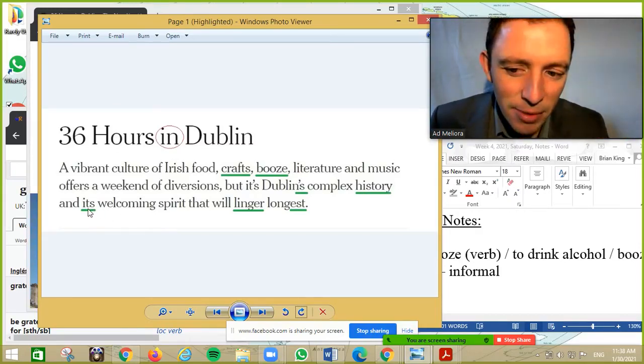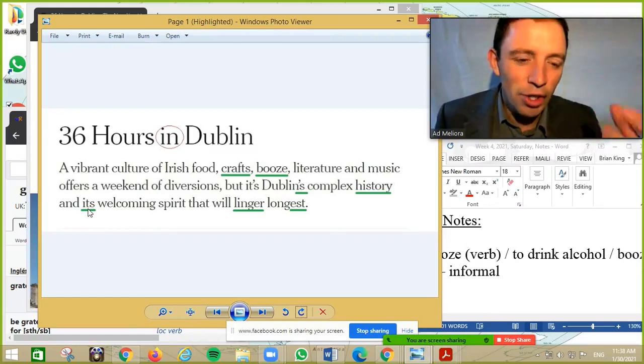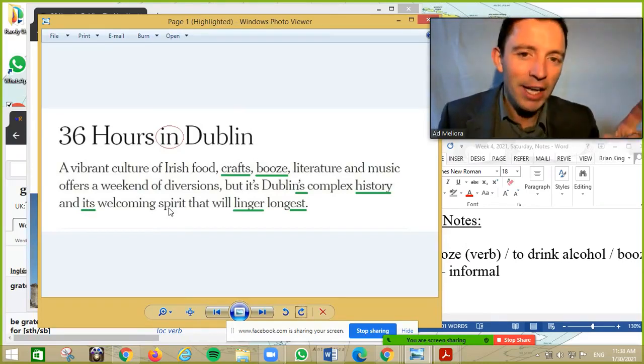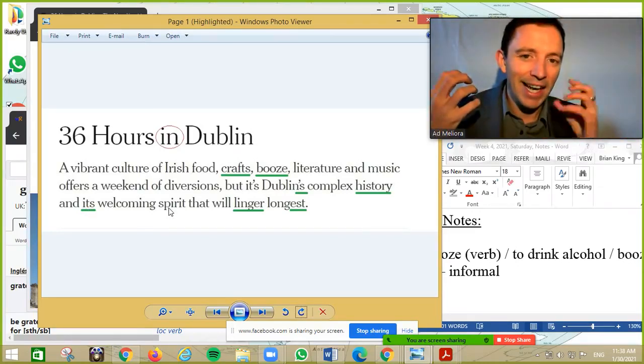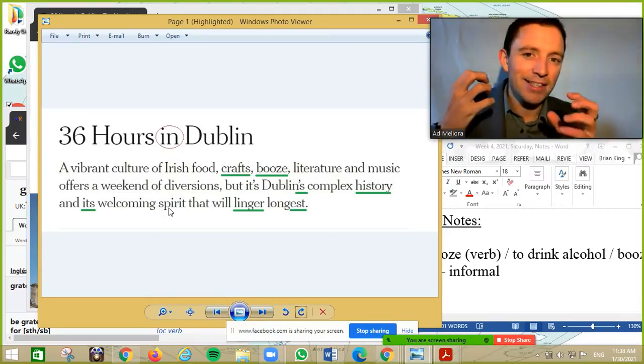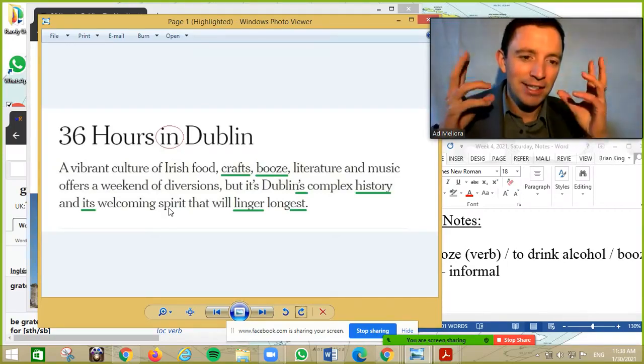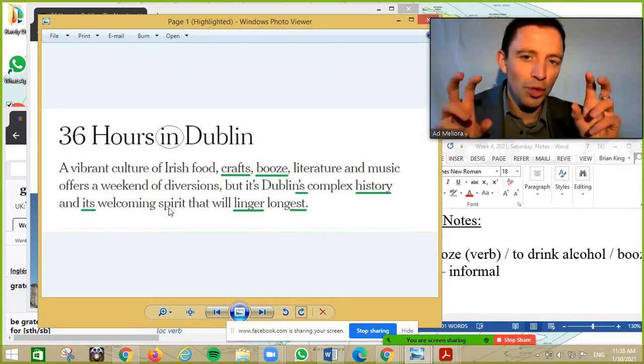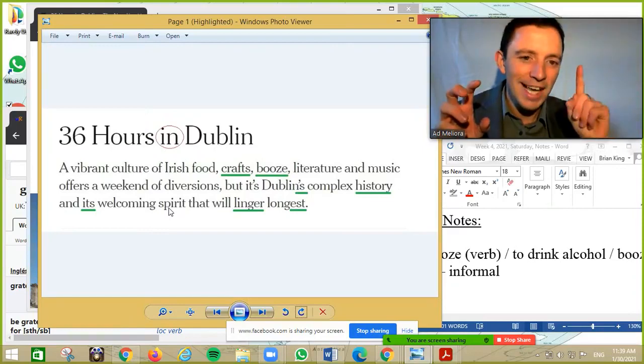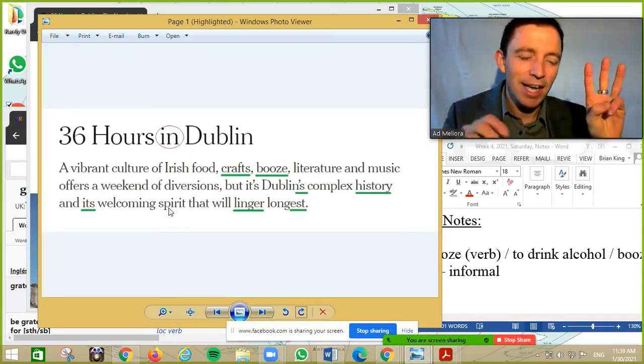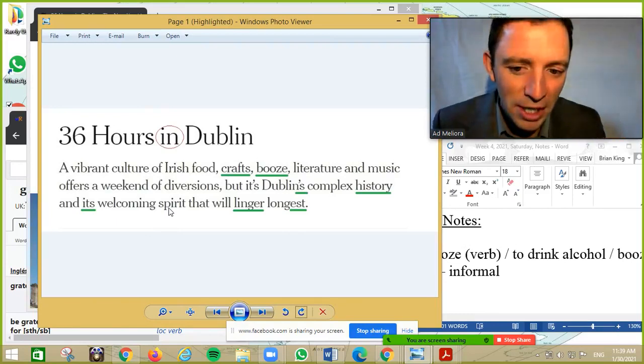It is the possession. So my spirit, your spirit, his spirit, her spirit. But the city in English is not masculine, it's not feminine, it's an object. So it's its. But in Spanish, it's considered a person, and you say su espíritu, su espíritu. Pero in English, su is his, her, or its. And in this case, it's its because it's no person. It's a city. It's not human. Okay, that's the difference between Spanish and English.